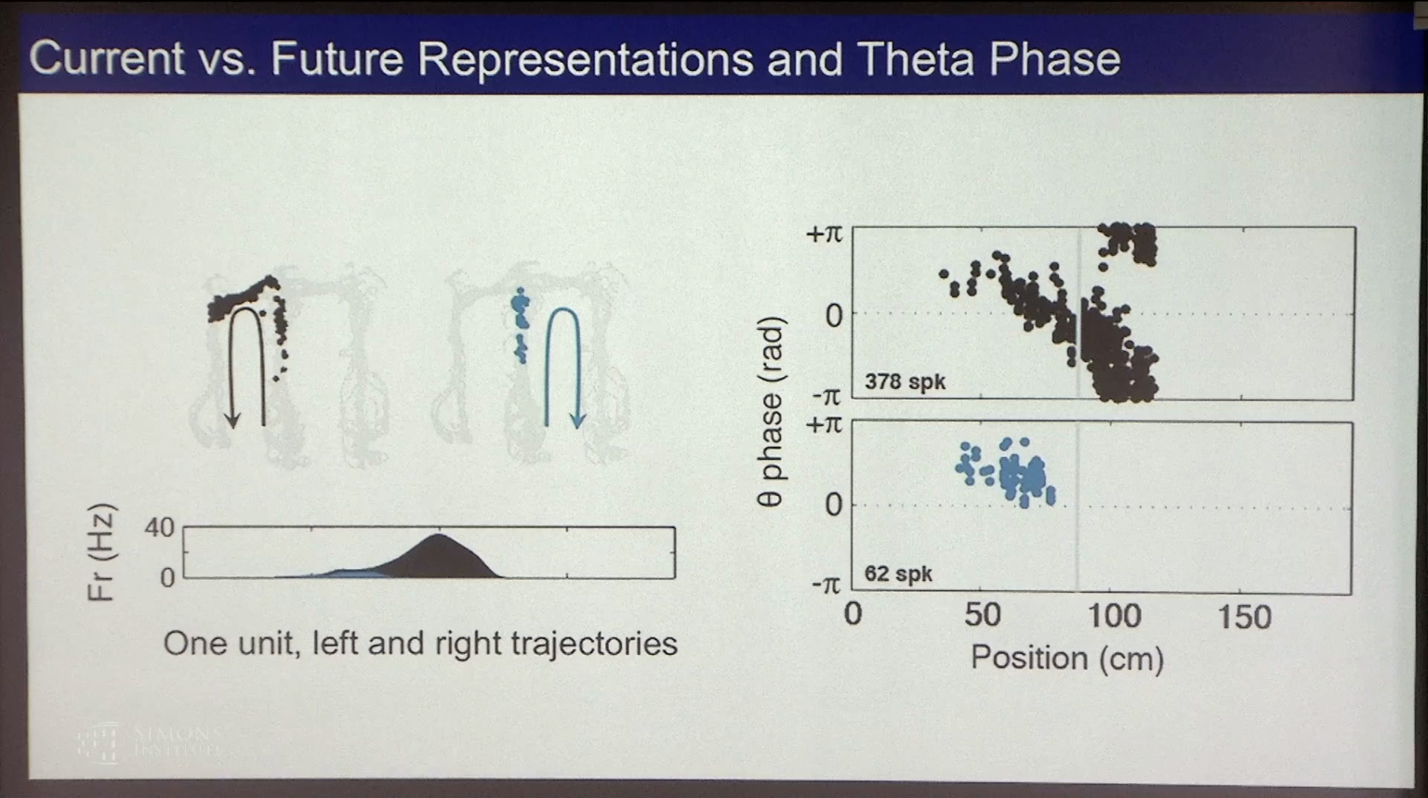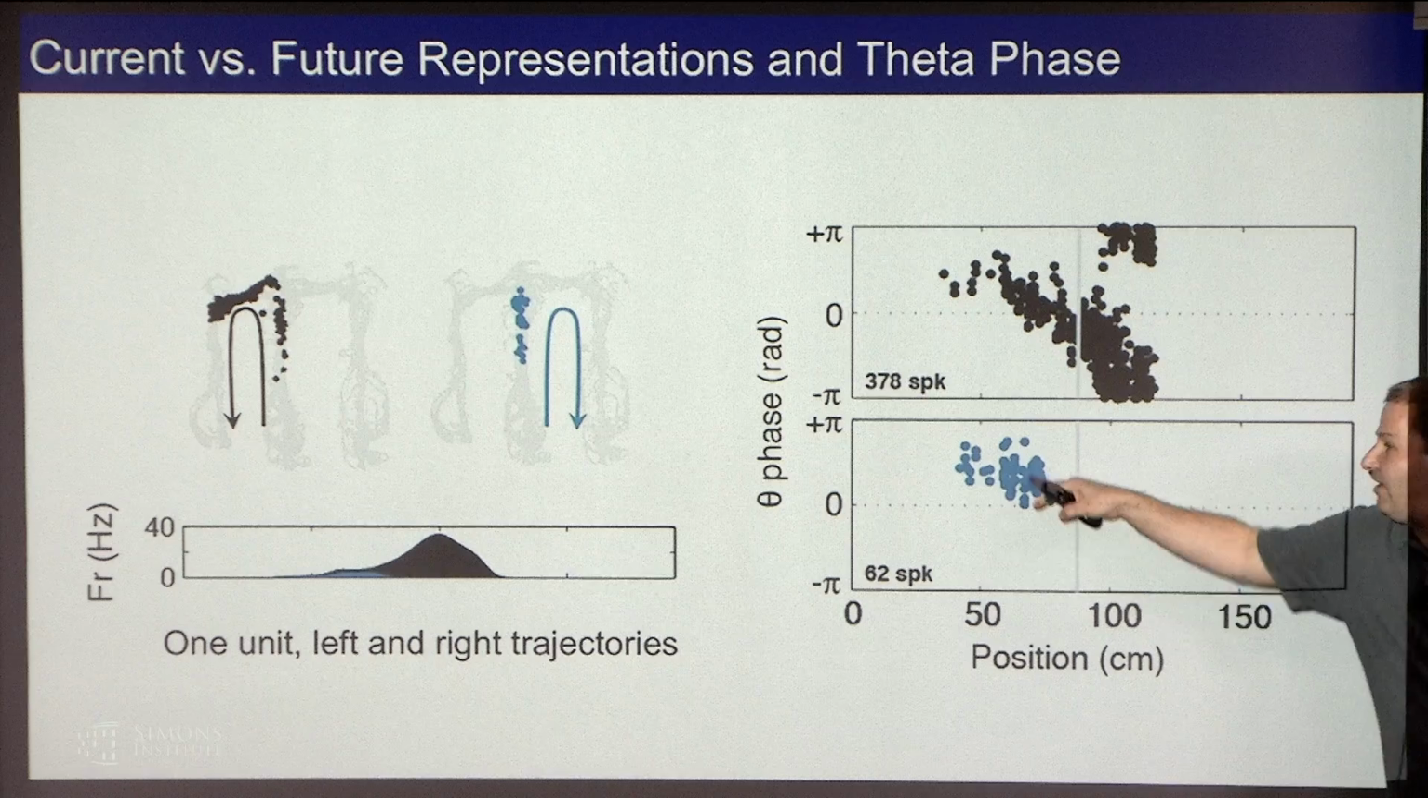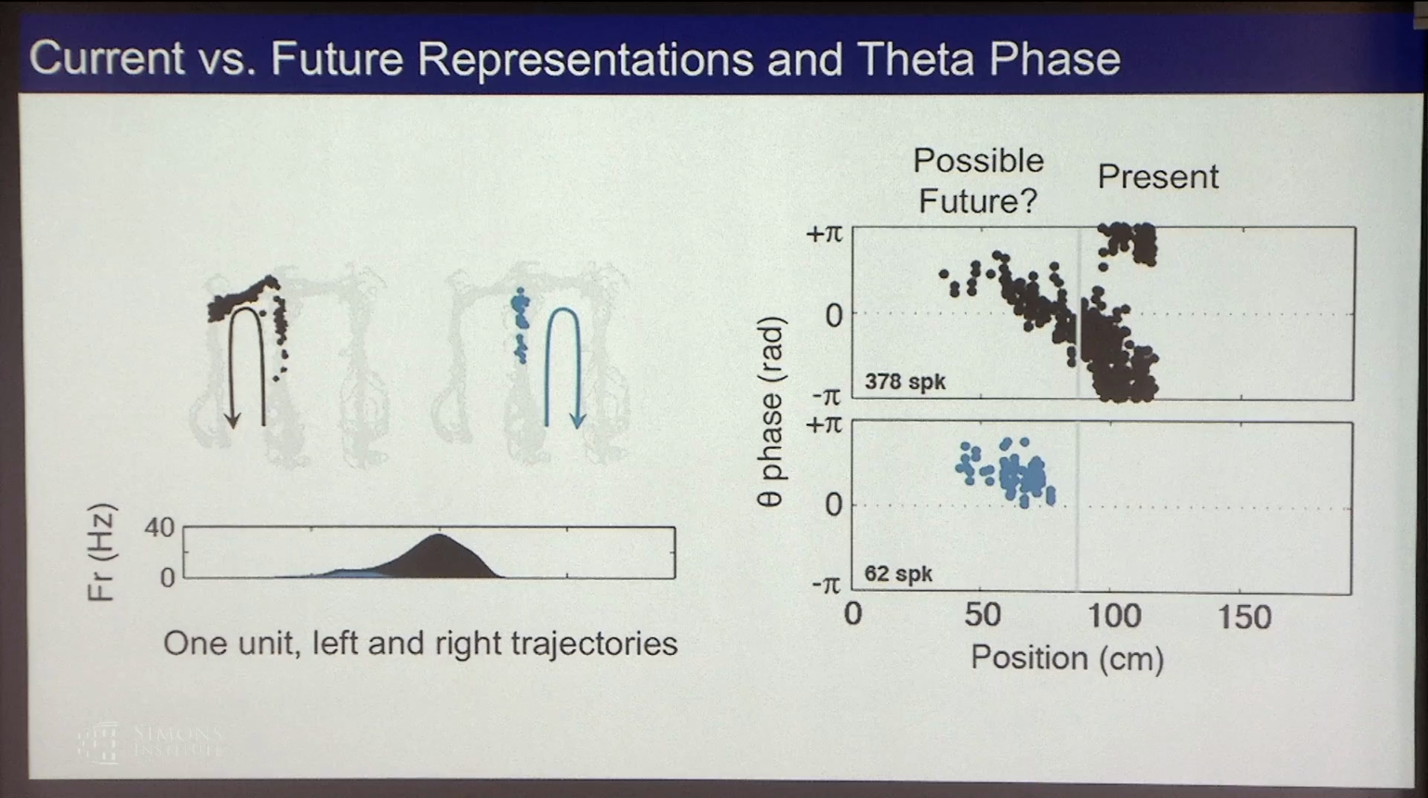And this has been known for over 20 years. The point is here, we're not getting a full cycle of this in the other direction. We're only getting the part that we think might correspond to something like a possible future. All right, so it really looks like this theta phase space might be allowing us to distinguish between things that are more present versus more future-like. Okay, so this is just standard.